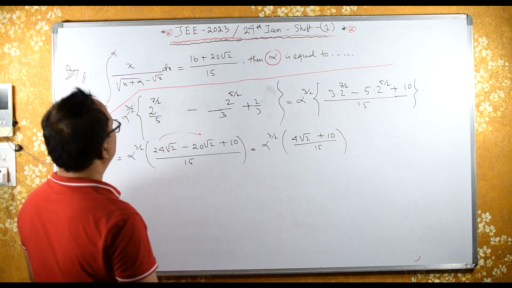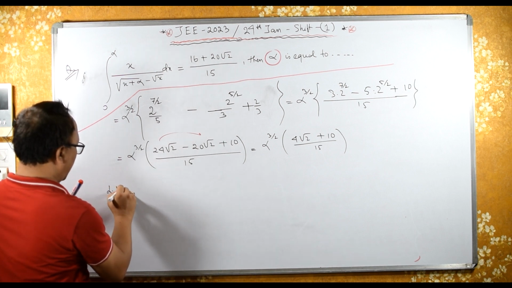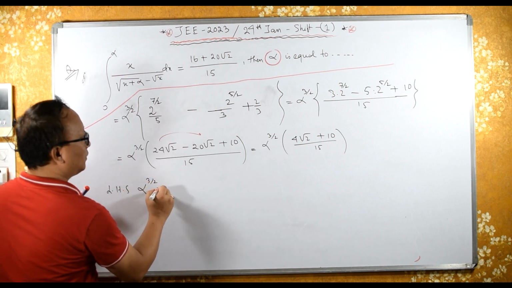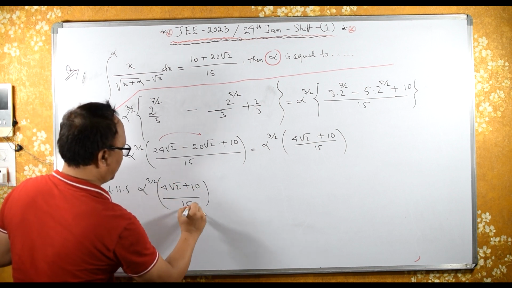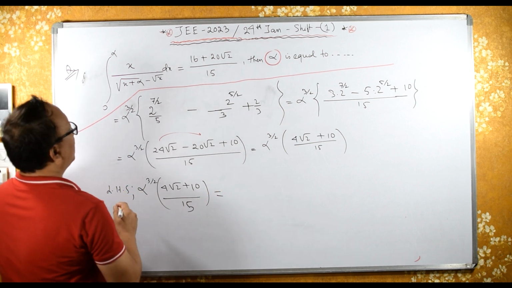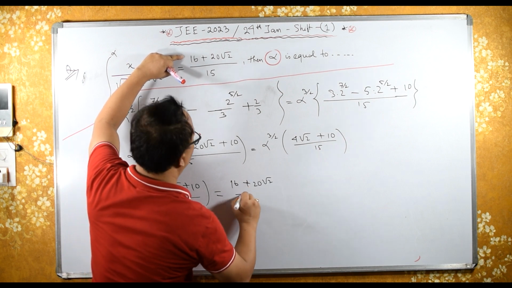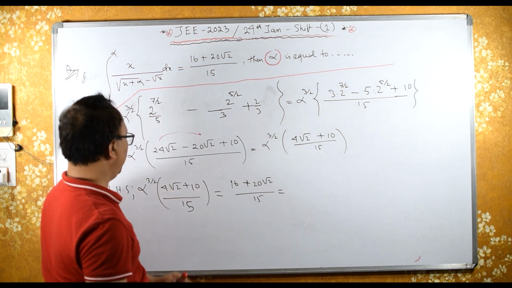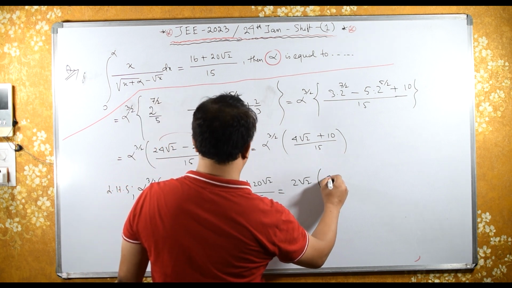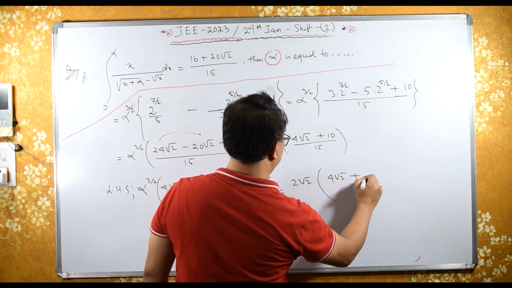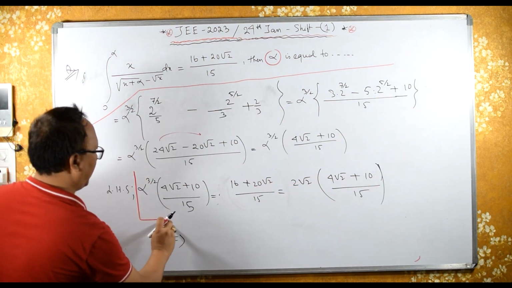Now this is the left hand side. So the left hand side equals alpha raised to 3 by 2 times (4 root 2 plus 10) upon 15, and it equals the right hand side. The right hand side we have 16 plus 2, 20 root 2 upon 15. If I take 2 root 2 common, it is 4 root 2 plus 10 upon 15. Now we have this equation.